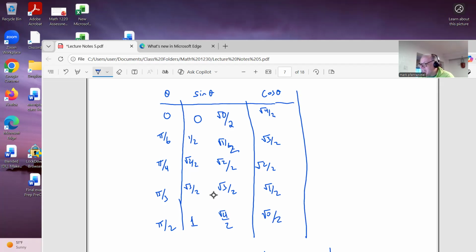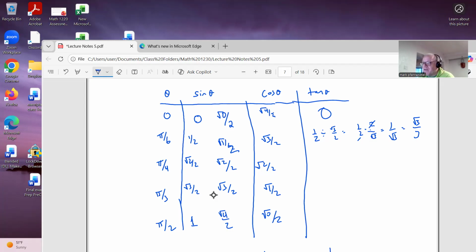Okay, to get to the tangent, once you have these two columns here, I'm going to take the sine divided by the cosine. For 0, I don't really care, it's 0. I want 1/2 divided by the square root of 3 over 2. That's going to be 1/2 times 2 over root 3. The 2's cancel. We end up with 1 over root 3, but we know that that is root 3 over 3.